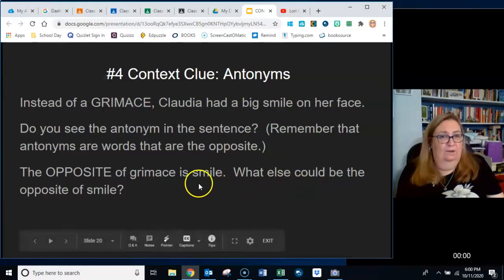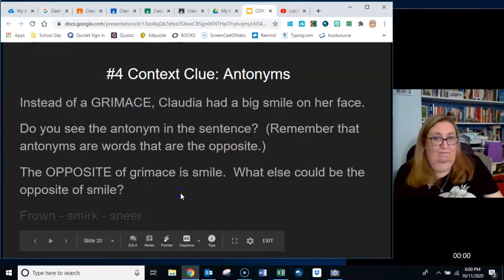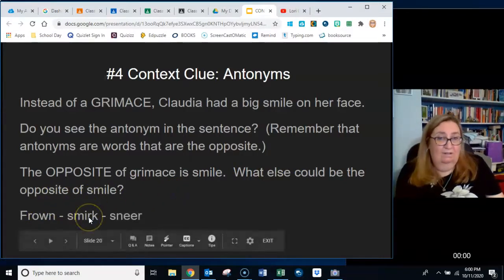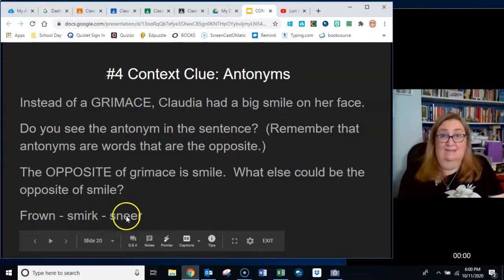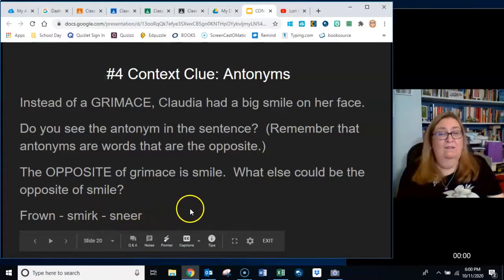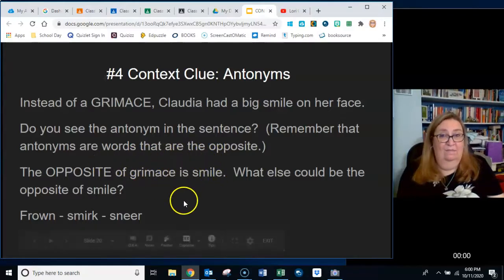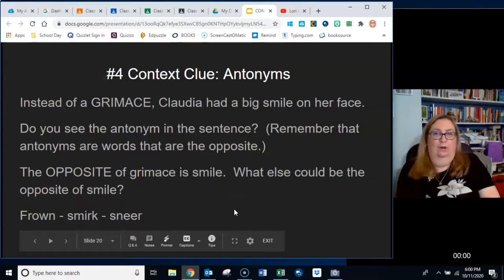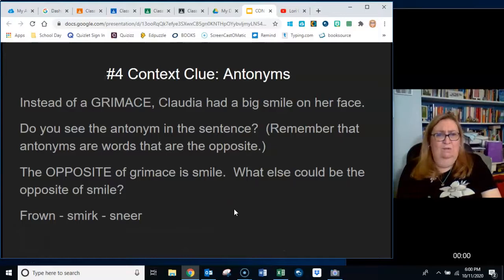So let's think of other words that could be the opposite of smile. A frown is the opposite of smile. A smirk is the opposite of smile. A sneer is the opposite of smile. So a grimace is the opposite of smile. So a grimace could be a frown or a smirk or a sneer. Sometimes we make a grimace on our face when we are in pain about something or sometimes disgusted by things.